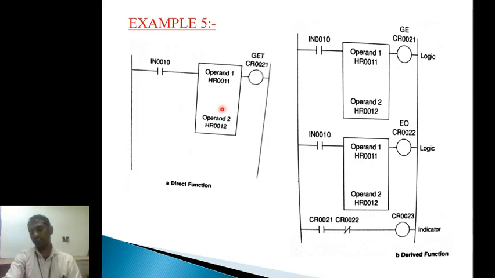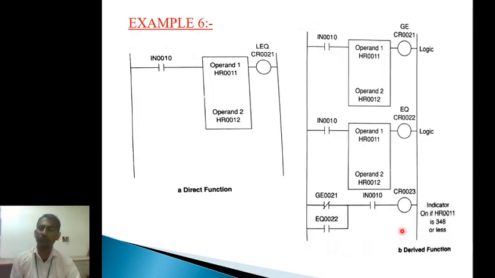If you go for the derived representation, you first perform the greater than or equal to function and then the equal to function, and from the greater than or equal to we remove the equal to, then we get the greater than function. So the CR0023 indicates the greater than function by combining the greater than or equal to and equal to, not equal to.